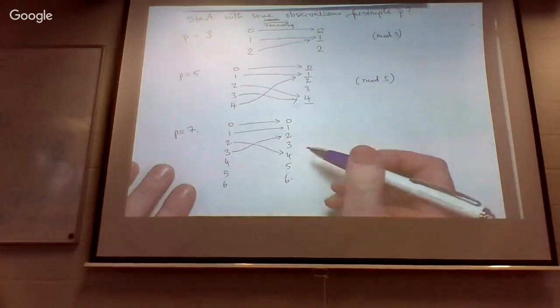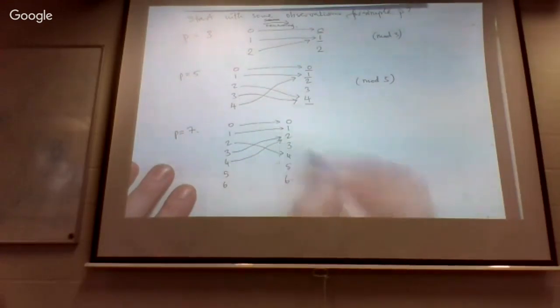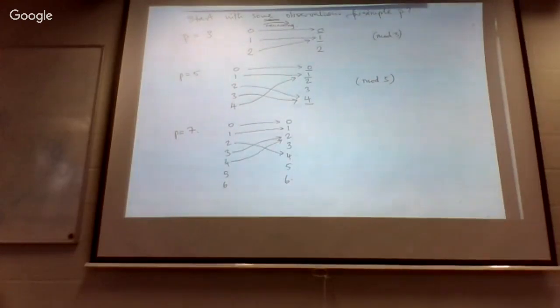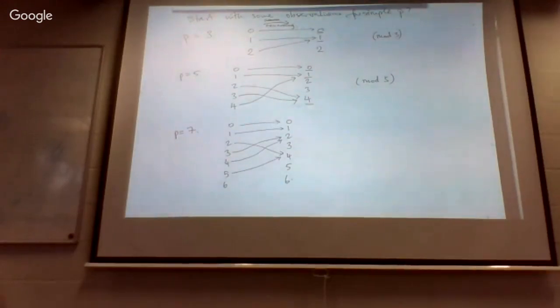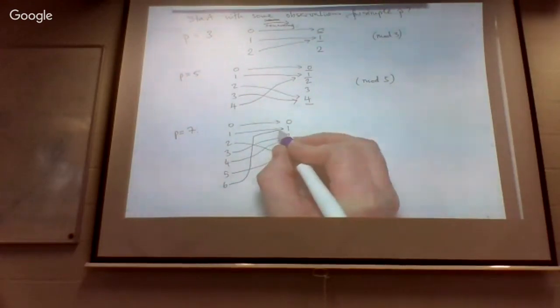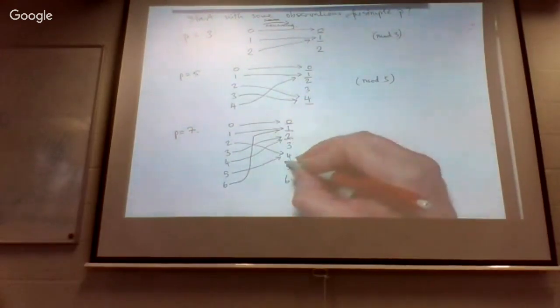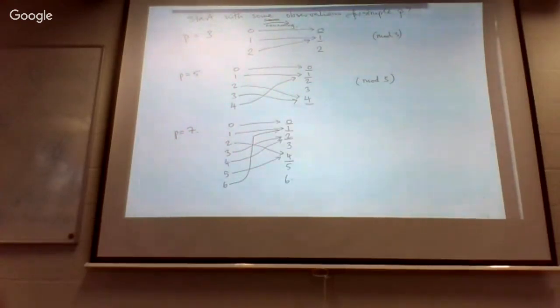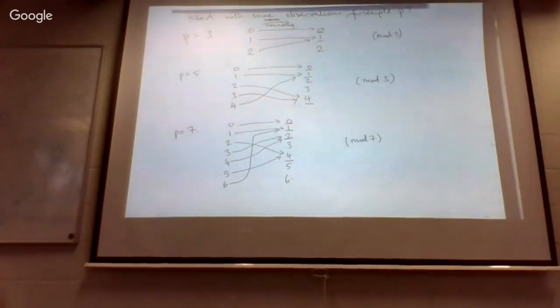4 squared is 16, which is 2. So 4 also squares to 2. 5 squared is 25, which is 4. 6, well, 6 is minus 1. If you square minus 1, you get 1. And we've got zeros, we always have. We've got 1, we've got 2, we've got 4. 3, 5, and 6 are not squares mod 7. And my conjecture about 2 was mod specific.